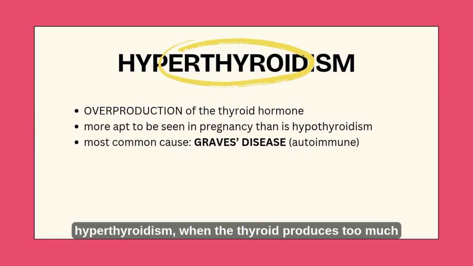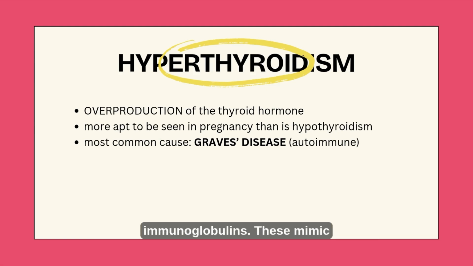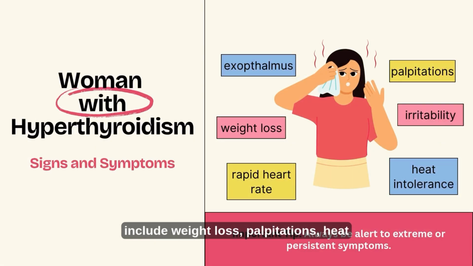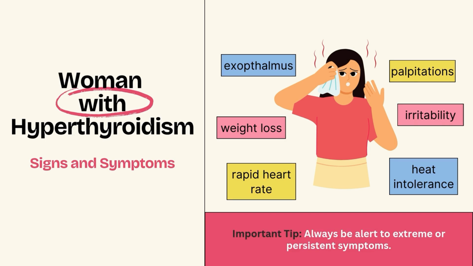Now for hyperthyroidism, when the thyroid produces too much hormone, or overproduction. The most common cause? Graves' disease, an autoimmune condition where the body produces thyroid-stimulating immunoglobulins. These mimic TSH, overstimulating the thyroid gland. It is more apt to be seen in pregnancy than is hypothyroidism. Signs and symptoms include weight loss, palpitations, heat intolerance, rapid heart rate, irritability, anxiety, and exophthalmos. And yes, these can also be mistaken for just being pregnant.